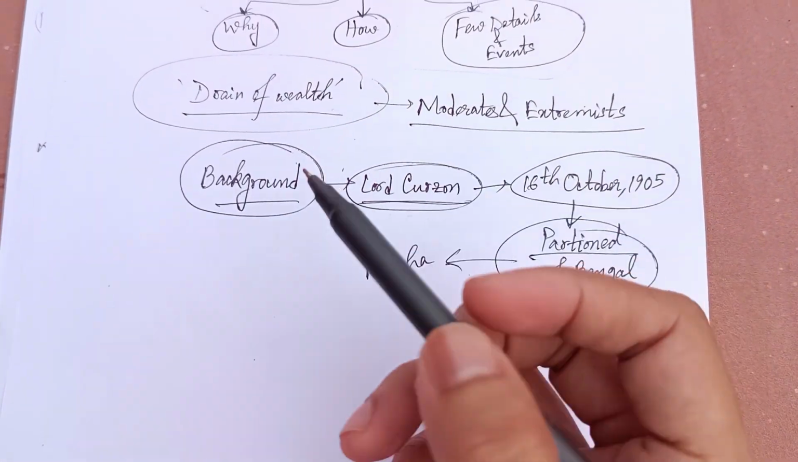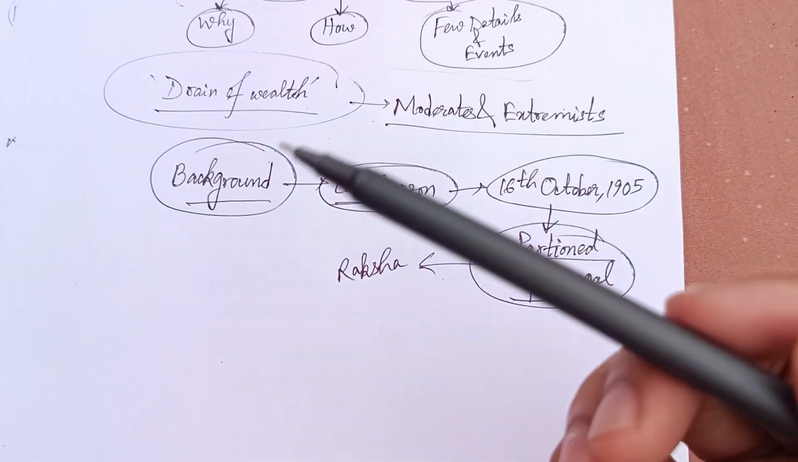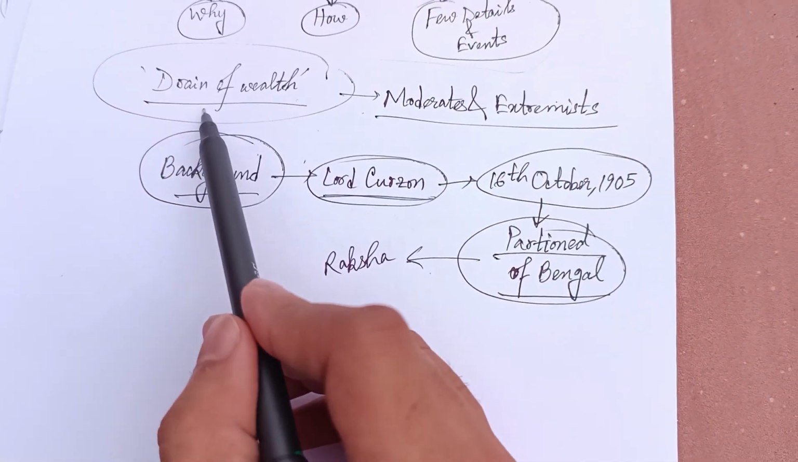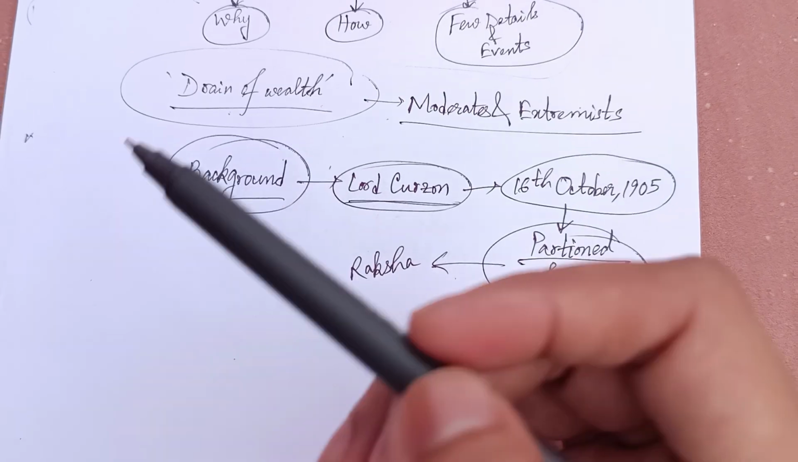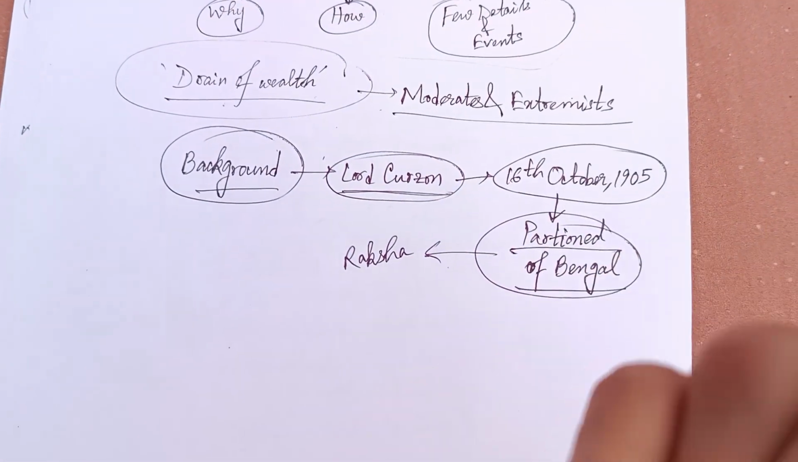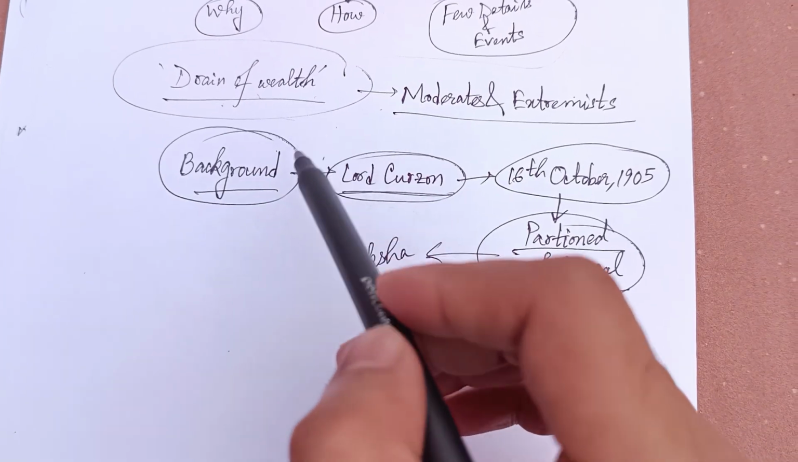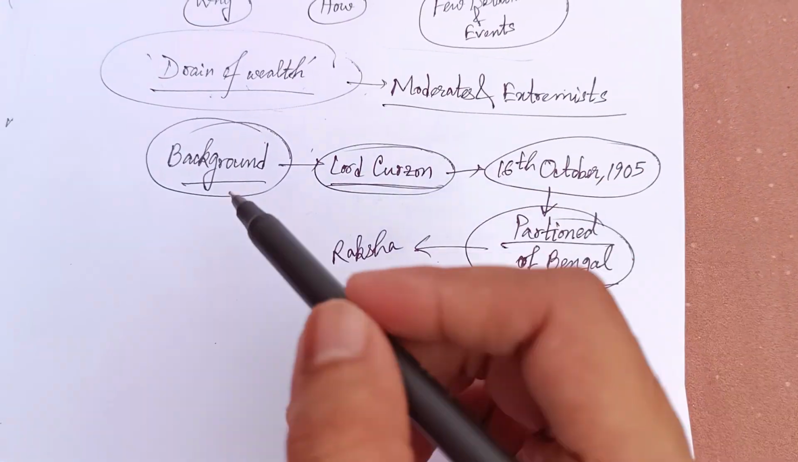Now we will try to understand the background or the context, why this movement took place in the first place. That is the why portion. The drain of wealth theory by Dadabhai Naoroji made it clear that the British were making India a prime exporter of the goods which they wanted in their country. In this way they were draining the wealth from our country into theirs. That was the drain of wealth theory by Dadabhai Naoroji.